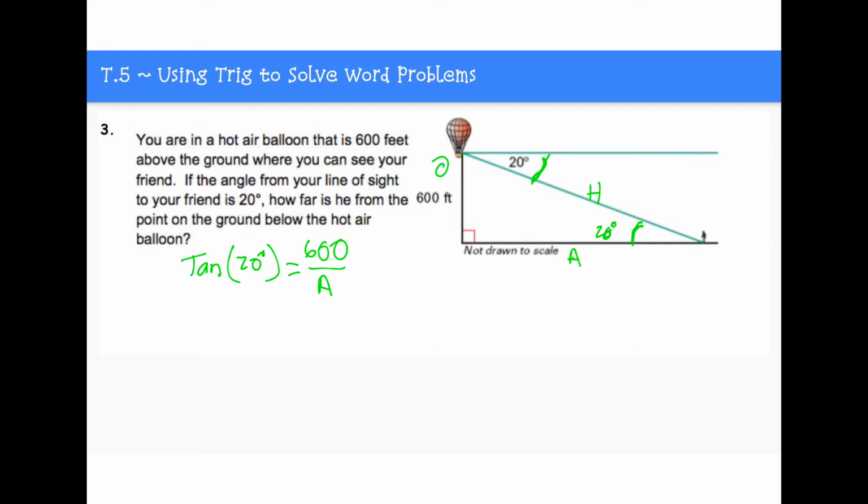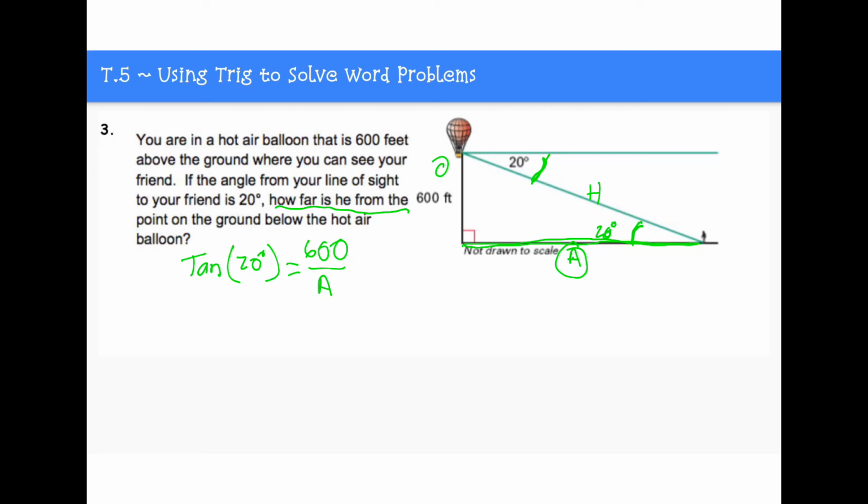This is a normal tangent problem. So our question here is how far is he from the 600-foot point on the ground below the hot air balloon. So this A is what we're trying to find, the length of this side right here. So because of that, our H is completely useless, doesn't help us out at all.